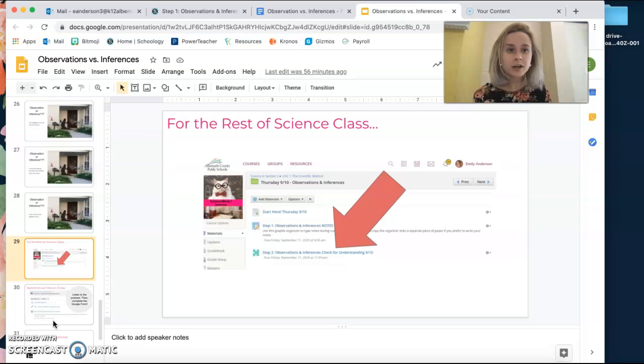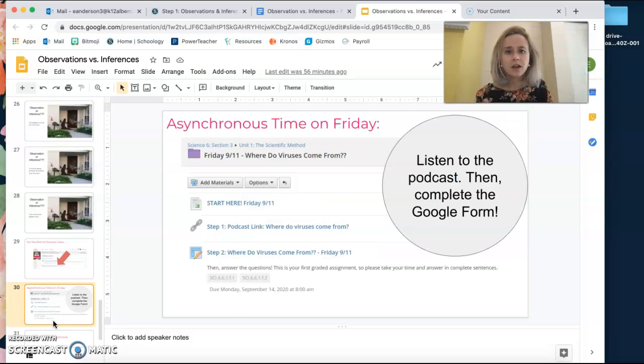Let's talk about what we're going to be doing on Friday, because it's an asynchronous day. We're not going to be meeting in our Zooms. You can find the information for Friday's class on Schoology. It's in the purple folder under Unit 1, Where Do Viruses Come From? You're going to do 2 things.